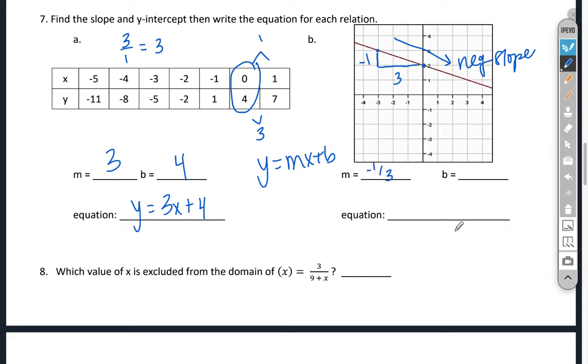All right, and then b is our y-intercept. Where are we crossing this y-axis? It's right here, which is positive 2. All right, now we just need to write our equation. It's going to be y equals negative 1/3 x plus 2.